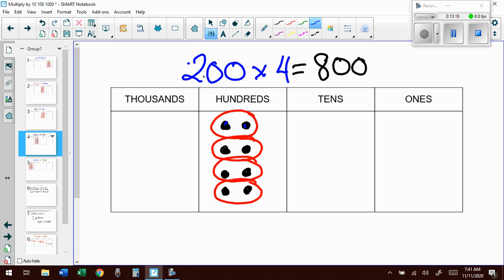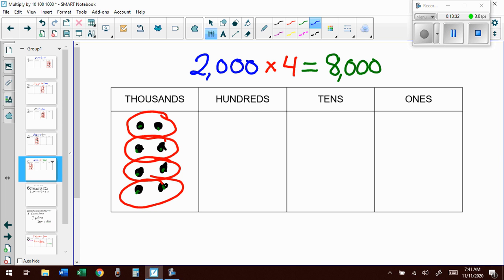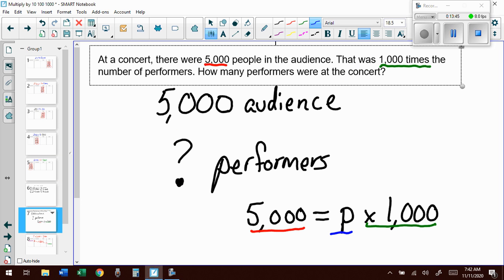If I have 200 4 times, I have 100, 200. 1, 2, 3, 4 times. And that gives me 100, 200, 300, 400, 500, 600, 700, 800. And in the thousands, if I have 2,000 4 times, I have 1,000, 2,000, 3,000, 4,000, 5,000, 6,000, 7,000, 8,000. And oh, we didn't even tell the answer to this.